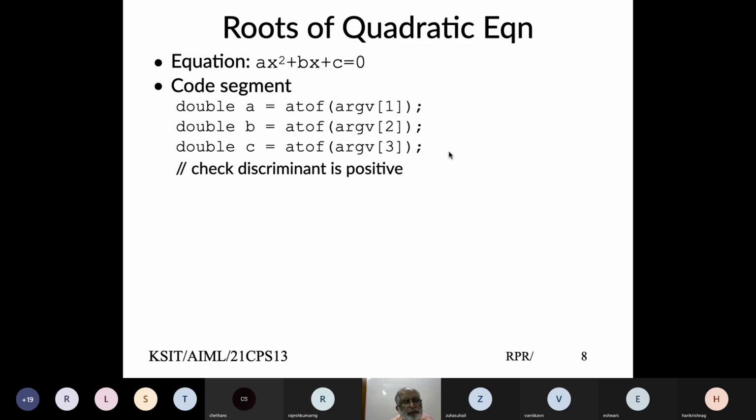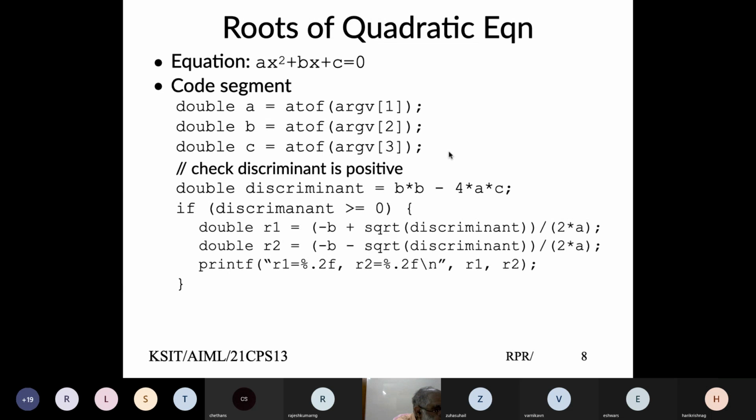So the first thing we do is check if the discriminant is positive. The discriminant is b square minus 4ac. So this is my discriminant. If this is greater than or equal to 0, we know we only get real roots. So I can compute my root as minus b plus square root of discriminant by 2a, and the same for the other. And then I can display root 1, root 2, because I have only real roots. I can display both, and that should work fine.